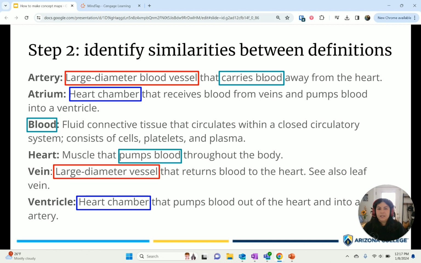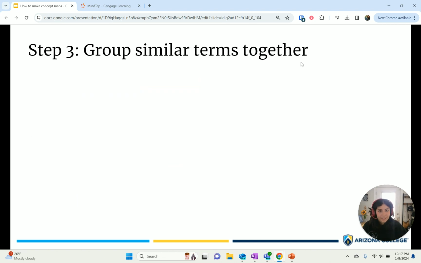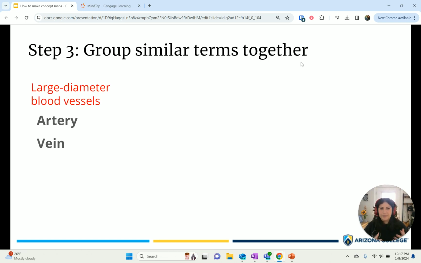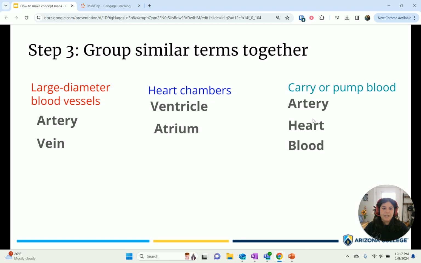Okay, so now that you've done that, you're going to go ahead and just group similar terms together in terms of how you connected them, or like the similarities you found between them. So for example, artery and vein, those are similar because they're large diameter blood vessels. Atrium and ventricle, those are heart chambers. And then artery, heart, and blood both have to do with like carrying or pumping blood, something about moving blood around.